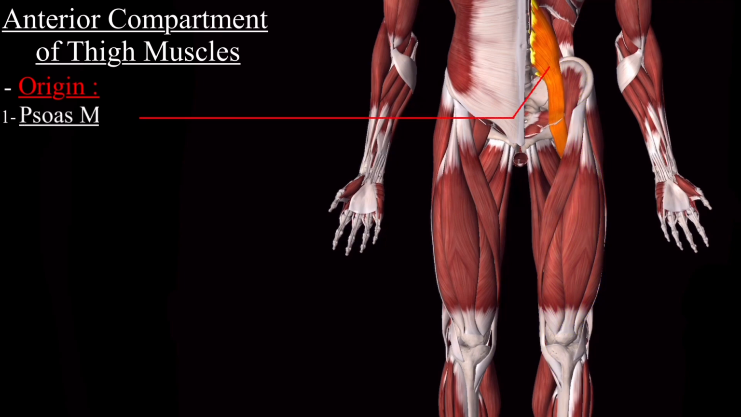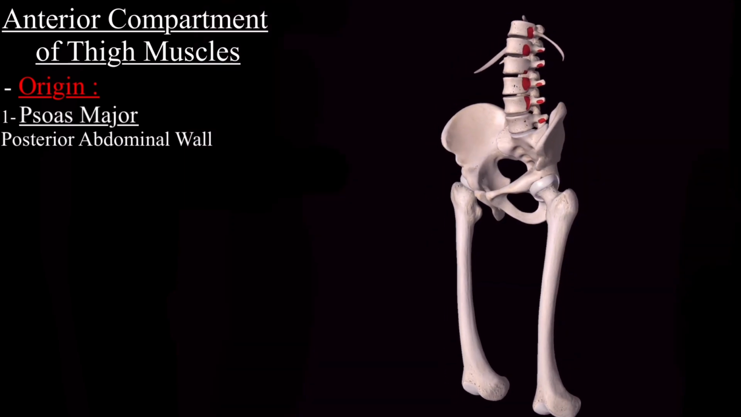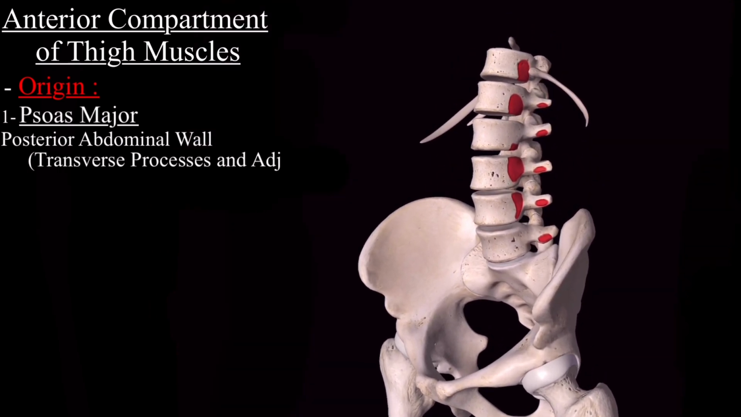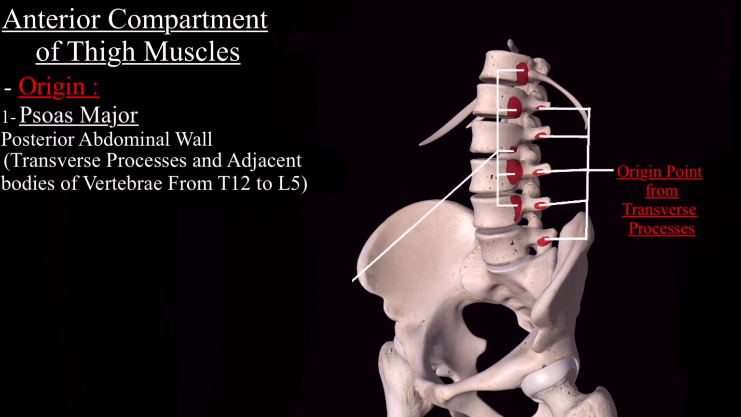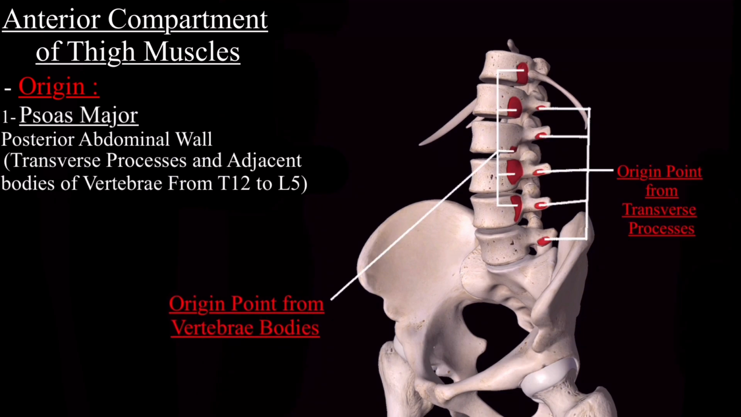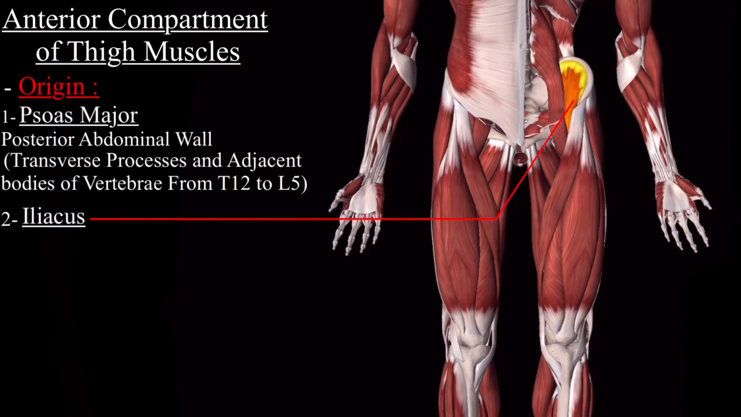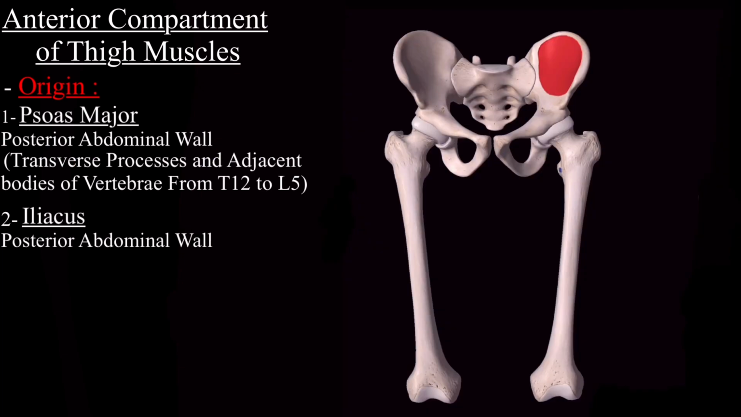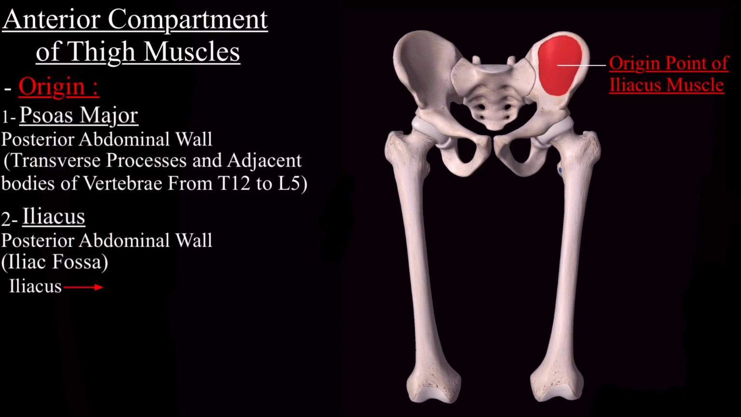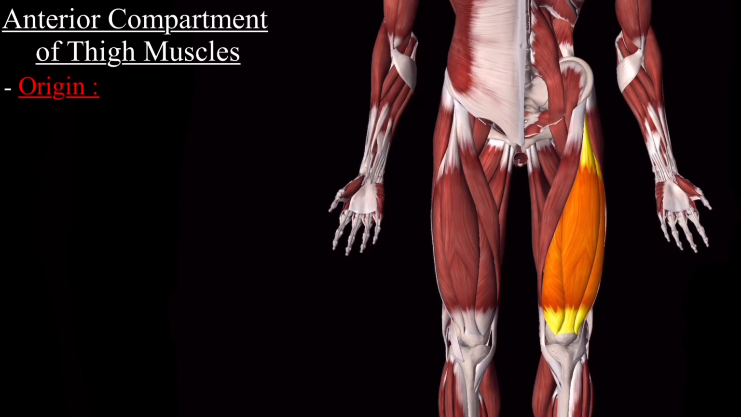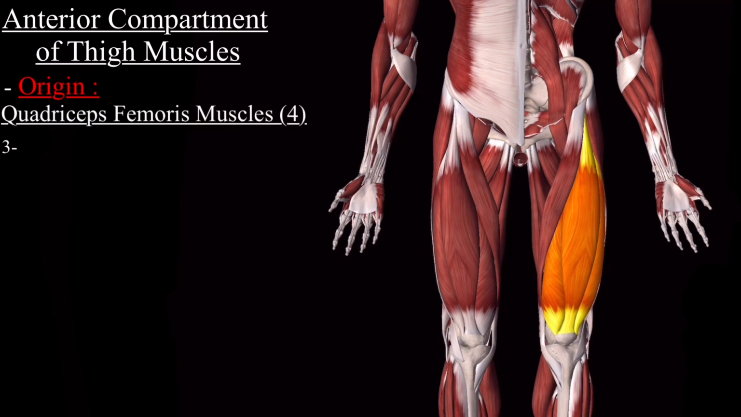The Psoas major muscle originates from posterior abdominal wall, and to be more specific, it originates from the transverse processes and bodies of the adjacent vertebrae from T12 to L5. The iliacus muscle also originates from the posterior abdominal wall, and to be more specific, it originates from the iliac fossa. As the name indicates, iliacus muscle originates from the iliac fossa. Next are the 4 quadriceps femoris muscles.